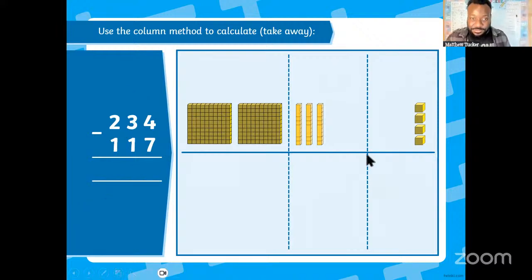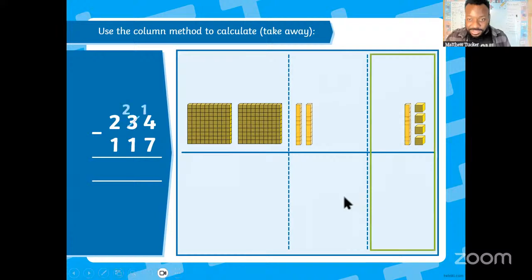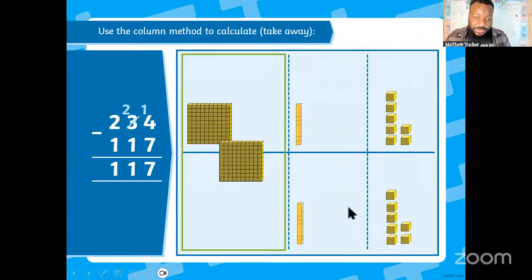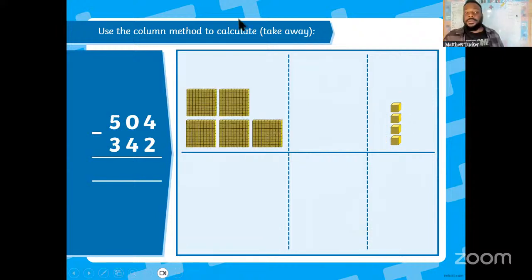So again, we have to break up one of these tens. We have to take 7 away. We have 7 left over. We have to take 1 away from the 2 and 1 away from the 2. And there we go. Interesting. Look at this. It's a 0. How do we take away from a 0? Nobody can do that. There's nothing there.